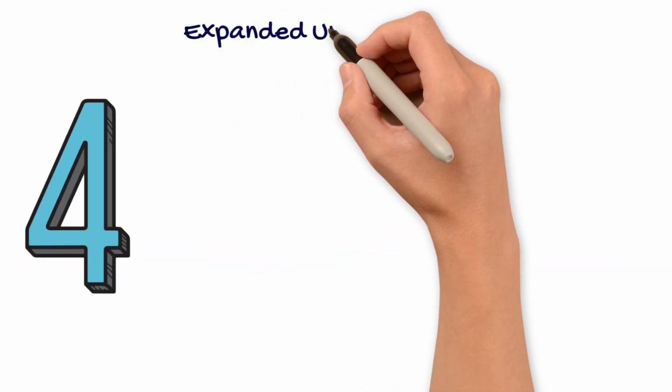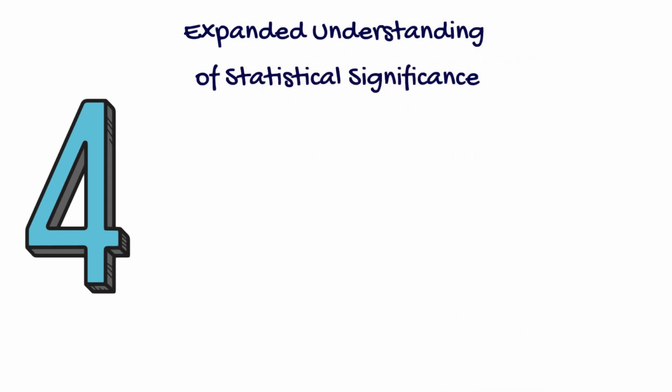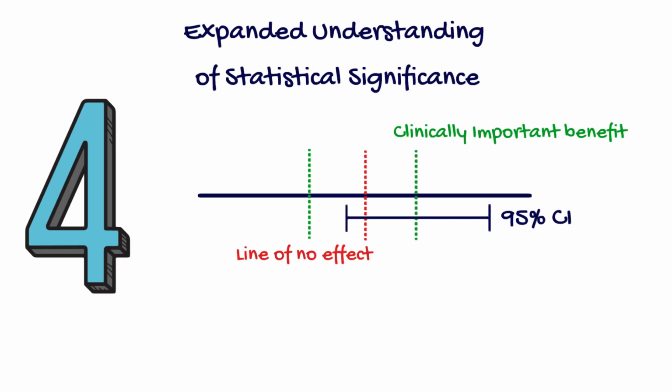Finally, confidence intervals provide us with a more nuanced understanding of statistical significance. Even if an effect is not statistically significant based on the p-value provided, or based on a confidence interval range that crosses the line of no effect, if the confidence interval includes our clinically important threshold, it suggests the possibility that the real effect may still be clinically important.